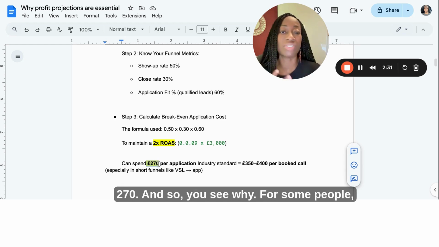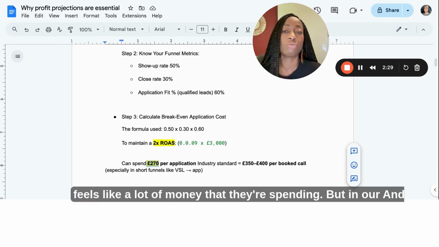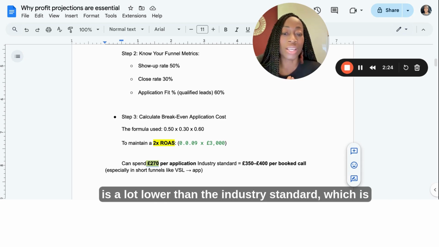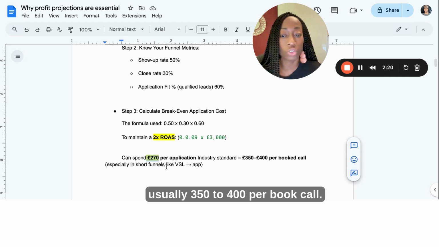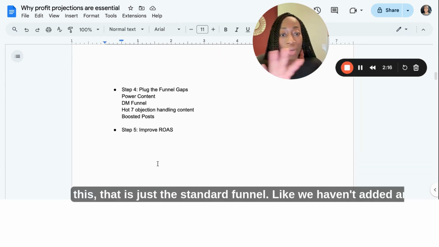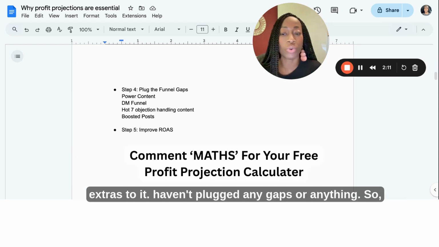And so you see why for some people that feels like a lot of money that they're spending. But in actual fact, if they'd run the numbers, they'd know that actually it's a lot lower than the industry standard, which is usually 350 to 400 per book call. So what we're going to do with this, so that is just the standard funnel. Like, we haven't added any extras to it.